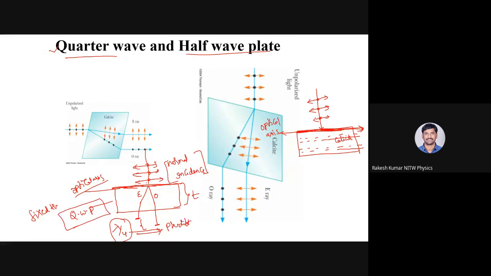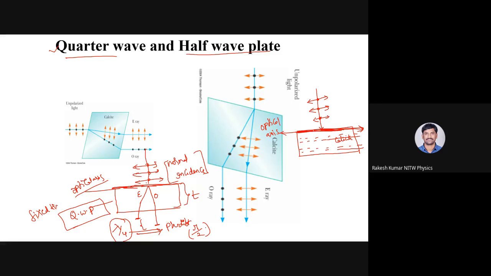In terms of phase difference, pi by 2. So very clear. Okay. So when you pass unpolarized light through a calcite crystal of appropriate thickness t, it is going to produce a lambda by 4 path difference and a pi by 2 phase difference.